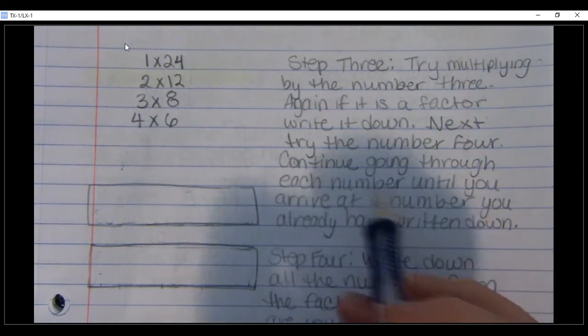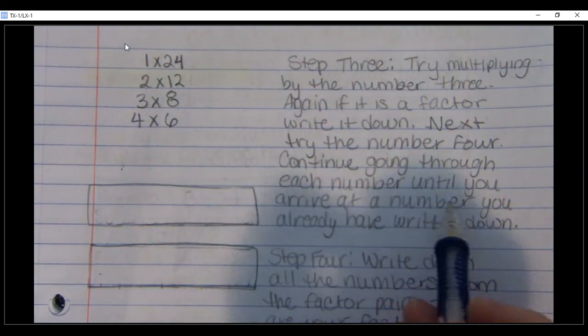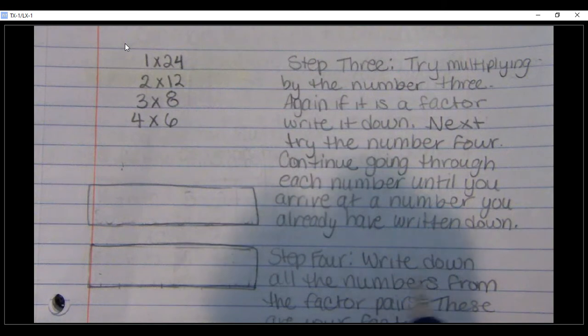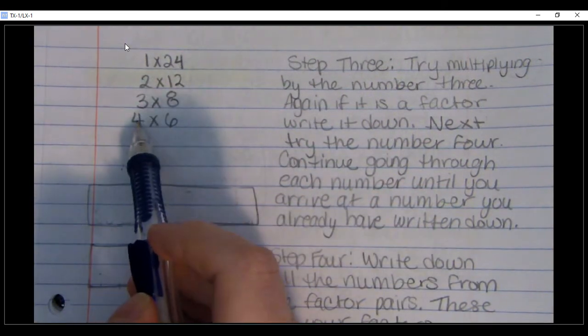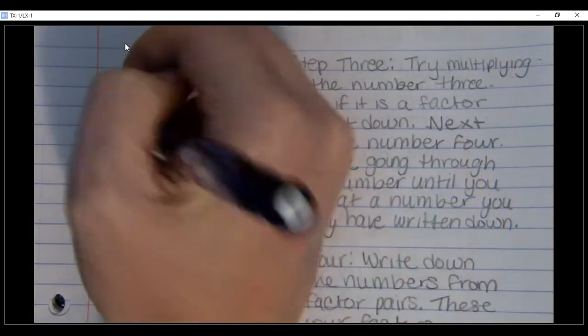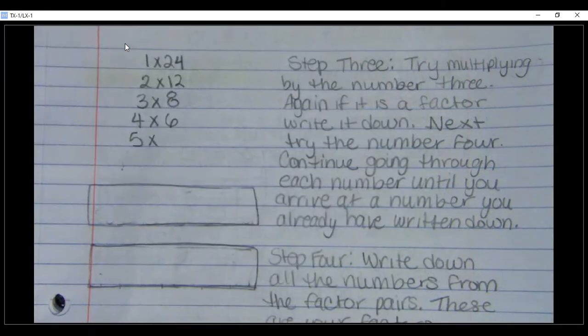Fabulous. Now we have to continue going through each number until we arrive at a number we have already written down. Okay, well, I have 1, 2, 3, 4. The next number is 5. Let's see, does 5 times anything equal 24?